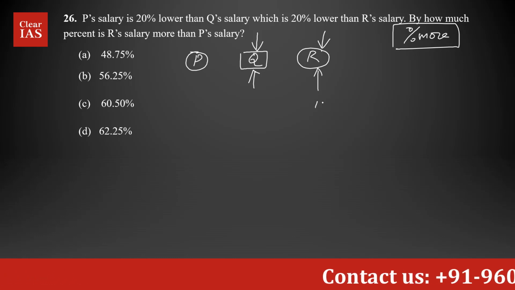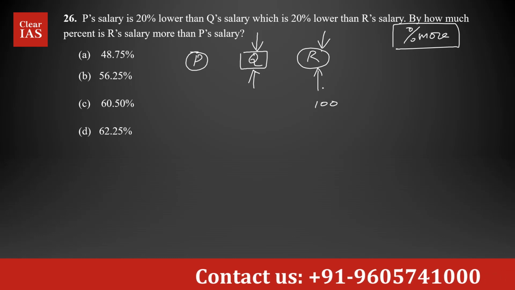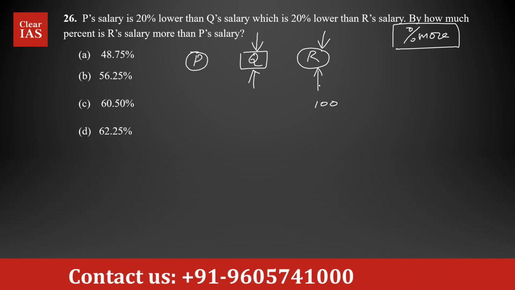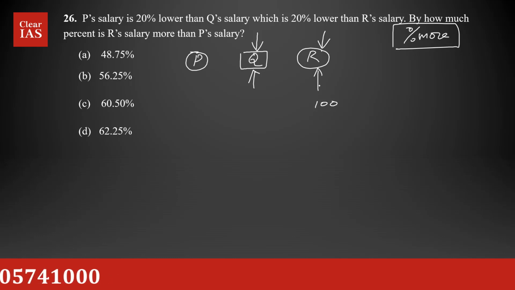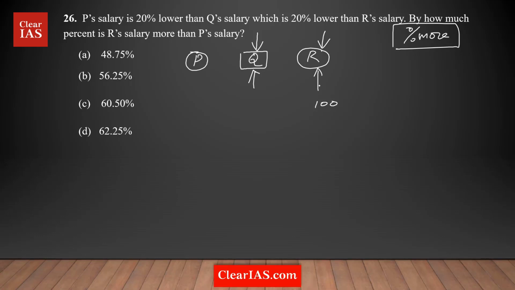100 is the best value because you are dealing with percentages, so it's easy to calculate. You can plug in any values, that's completely fine, but the value that's going to make your calculations very easy is 100. Why? Because it's easy to calculate any percentage of 100. Let's say 10% of 100 is 10, and 20% of 100 is 20. That is the advantage you have when you plug in 100. So I'm going to assume that R's salary is 100. I hope all of you are clear why we started with R. That is also a very important point.